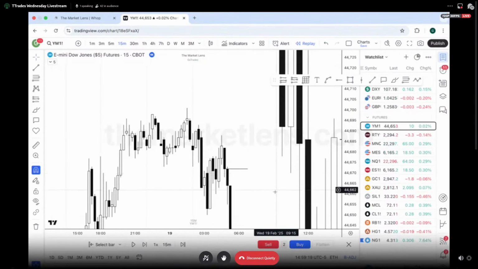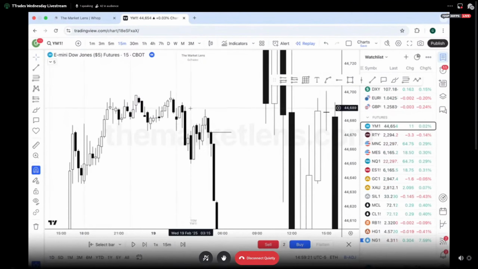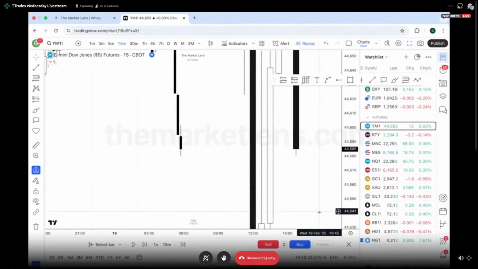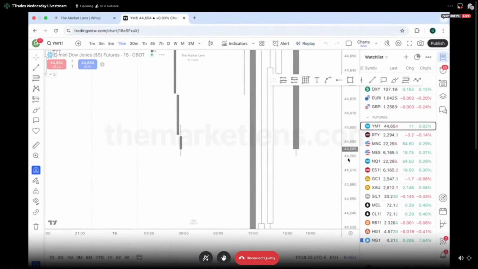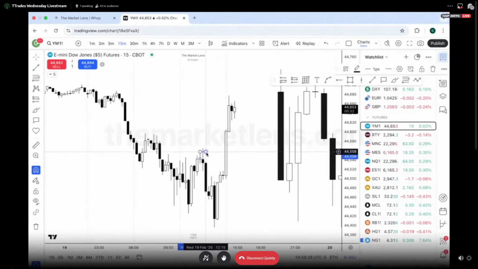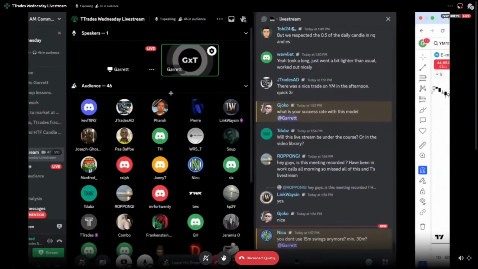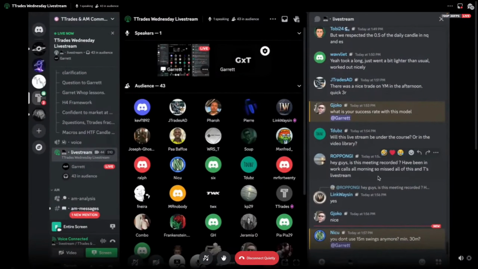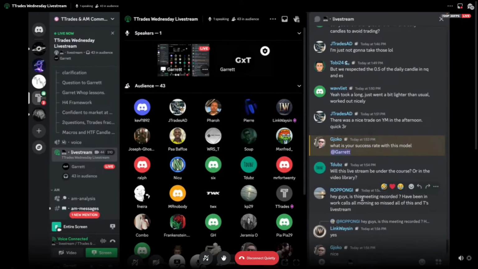But I'll probably ask T if we can add an advanced section at some point. Probably add that in there or something. There's some stuff that we could probably add. We'll make adjustments. But yeah, it's very specific to when I actually trade the 15-minute. Yes, it's recorded. I'm not sure if this will be under the course or what.